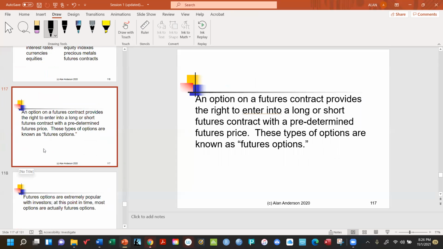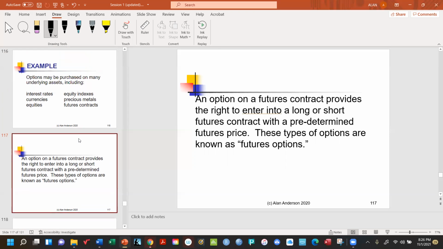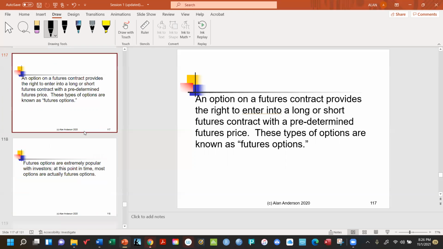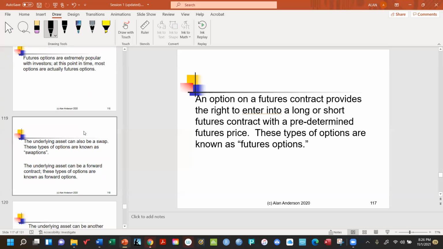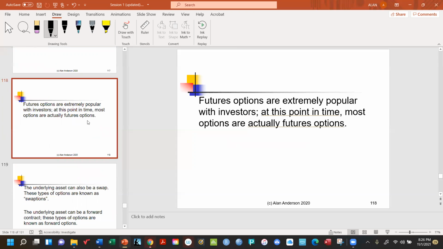And not only that, but you can actually enter into an option to buy or enter into a swap. And they're called swaptions. So in other words, you can combine these different derivatives, especially with options, and create some very complex products, which is kind of interesting. And in fact, I'll tell you what, at this point in time, most of the options that trade in the marketplace are futures options because they have a lot of very convenient properties. And so most of them are actually futures options.